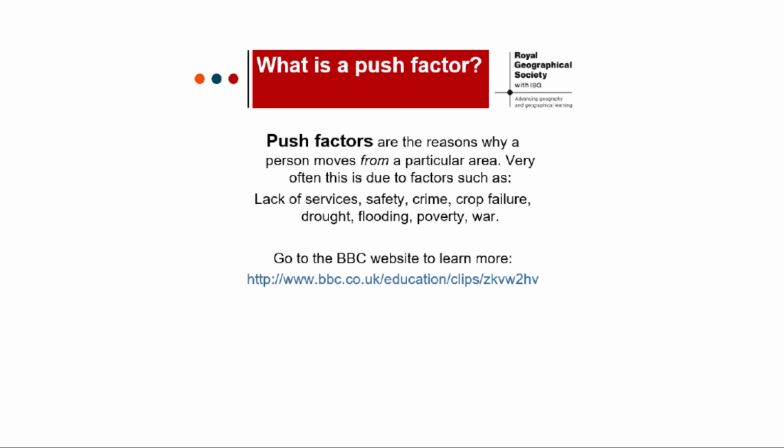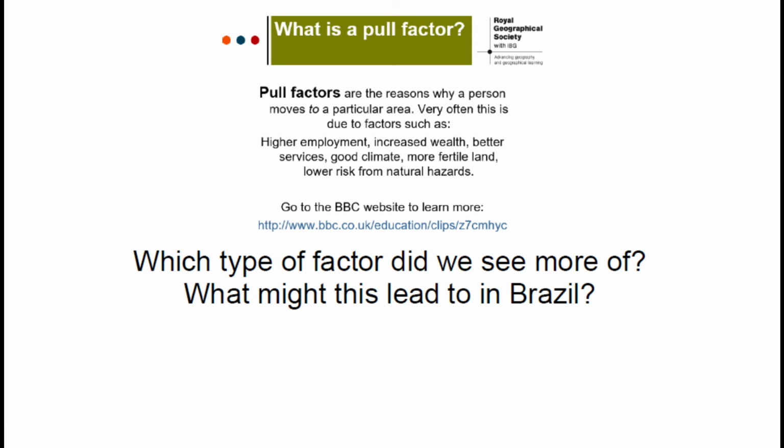But what are push and pull factors? What do these terms mean? Push factors are reasons why a person moves from a particular area. Very often this is due to factors such as lack of services, safety, crime, crop failure, drought, flooding, poverty or war. On the contrary, pull factors are reasons why a person moves to a particular area.